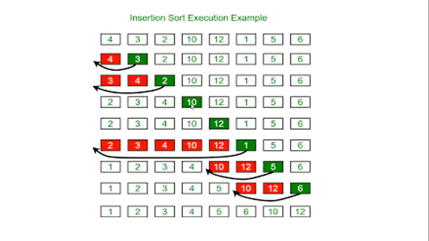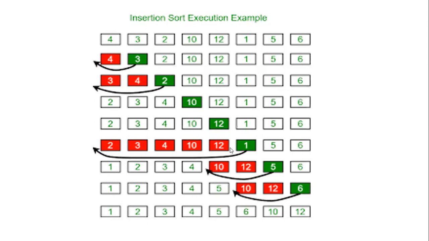Now we can see 10. So 10 is greater than this element, so we need not compare it with all the other elements because this is a sorted list. If 10 is greater than this element, it will obviously be greater than all the other elements, so we need not compare it with the other elements. Then we can go on and pick the next element, that is 12. So 12 again is greater than 10, so we need not compare it with all the elements.